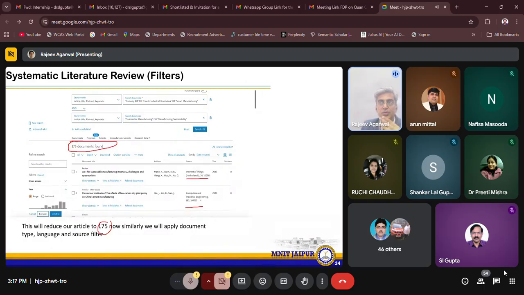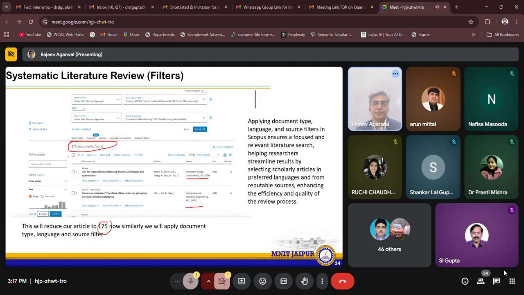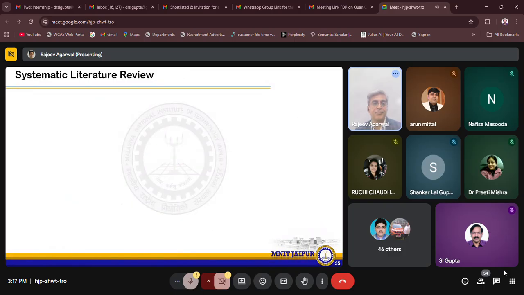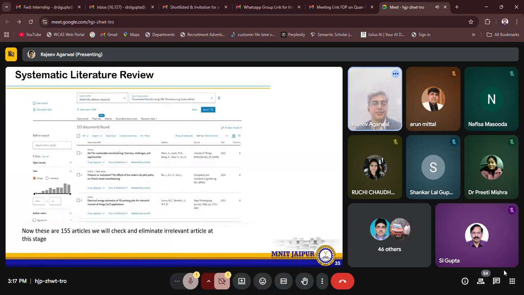These are very good journals. How I have excluded it, I have just shown you. So here, a focused and relevant research review. At this stage, we will eliminate irrelevant articles.